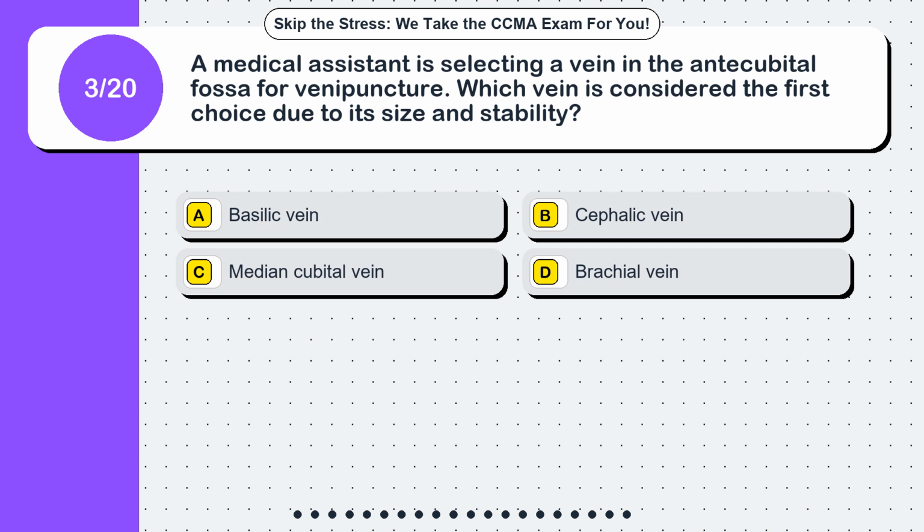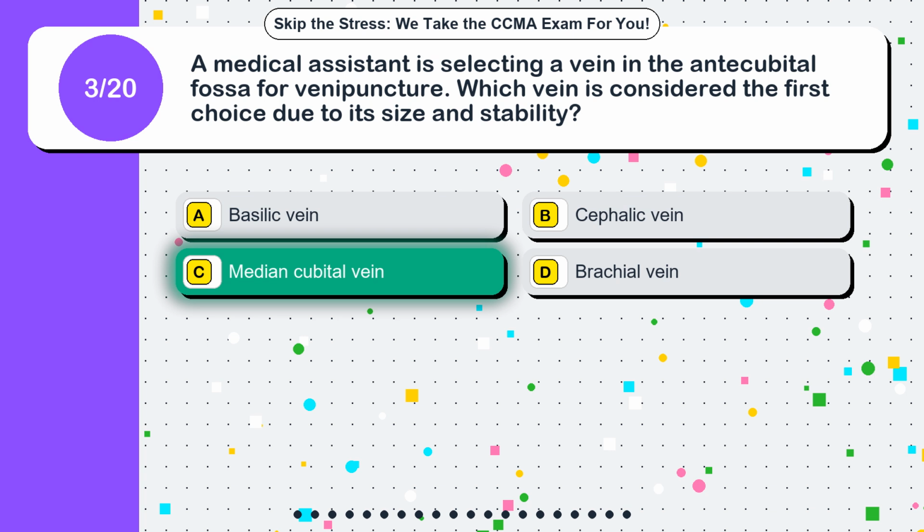Question 3. A medical assistant is selecting a vein in the antecubital fossa for venipuncture. Which vein is considered the first choice due to its size and stability? Option A, basilic vein. Option B, cephalic vein. Option C, median cubital vein. Option D, brachial vein. The correct answer is option C, median cubital vein.